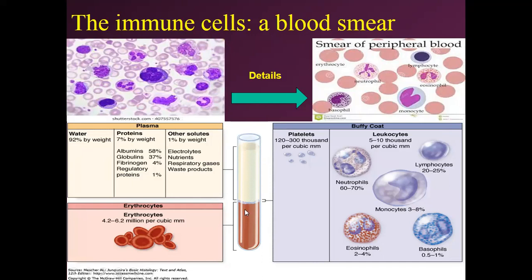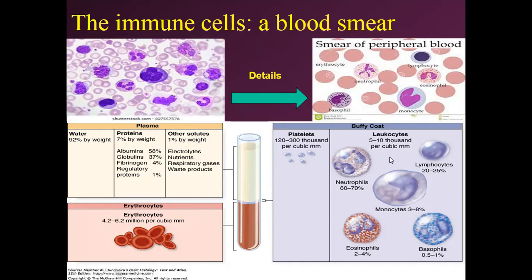We take a sample of blood in a tube and we analyze this content to obtain erythrocytes, the first element, or red blood cells, the plasma, which is made up of water, protein, and other solutes, and platelets, and leukocytes. The most important element present in the blood is the leukocytes, which are the white blood cells.